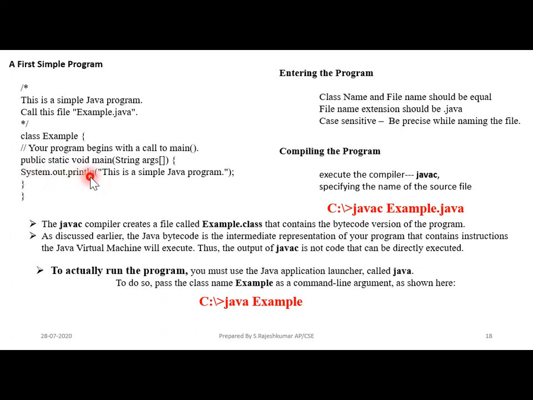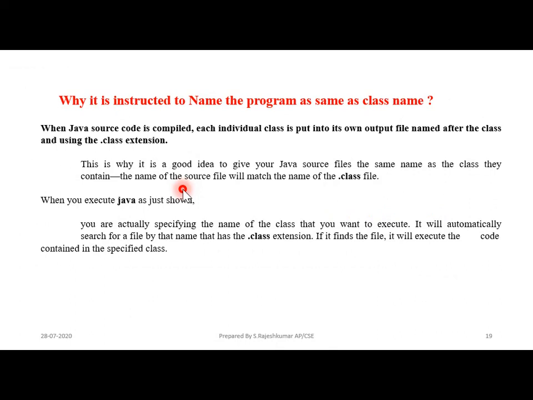After that I just give a print statement. System.out.print is used to print a string. Within the parenthesis I just give a statement: this is a simple Java program. This program will get executed and return the output. That's it. To understand the program we must know what other things exist here.